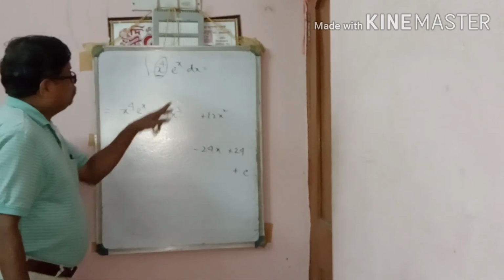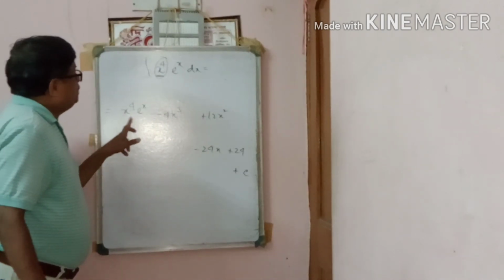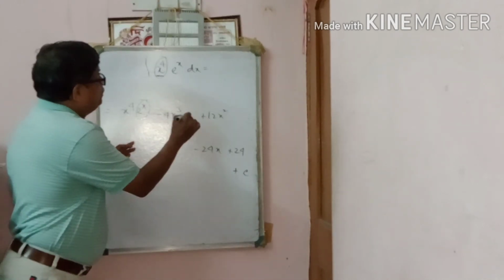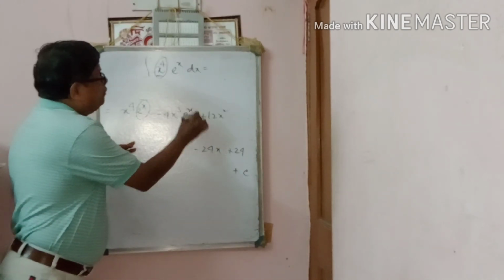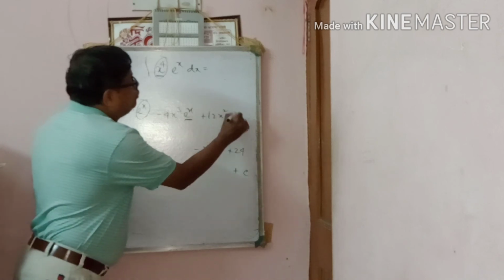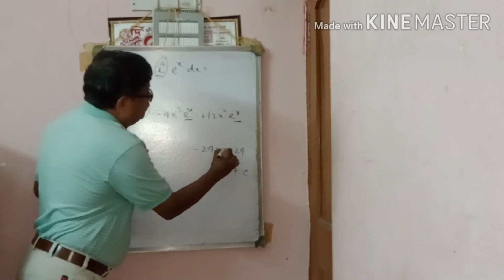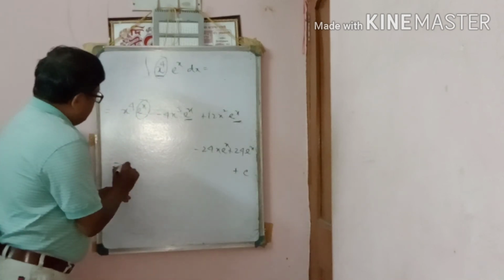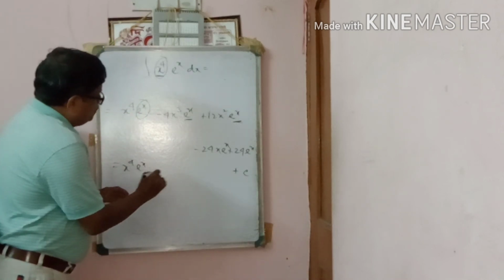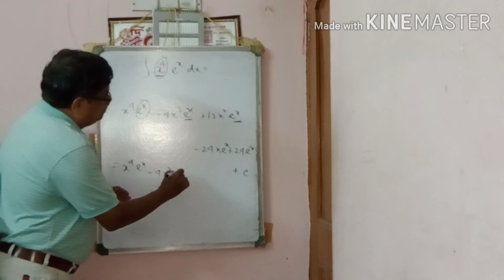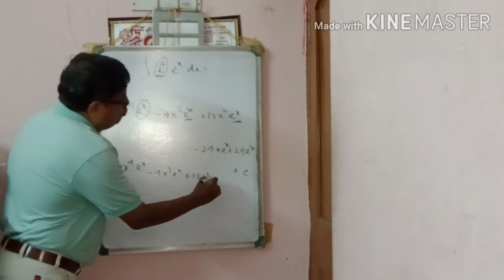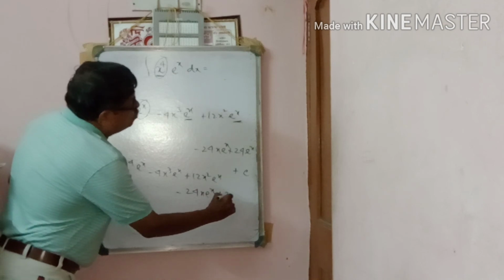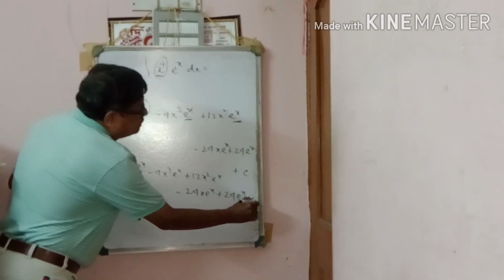Now the integration of e to the power x again e to the power x, again its integration e to the power x, again e to the power x. So the answer is x to the power 4 e to the power x minus 4x cubed e to the power x plus 12x square e to the power x minus 24x e to the power x plus 24 e to the power x plus c. This is the answer.